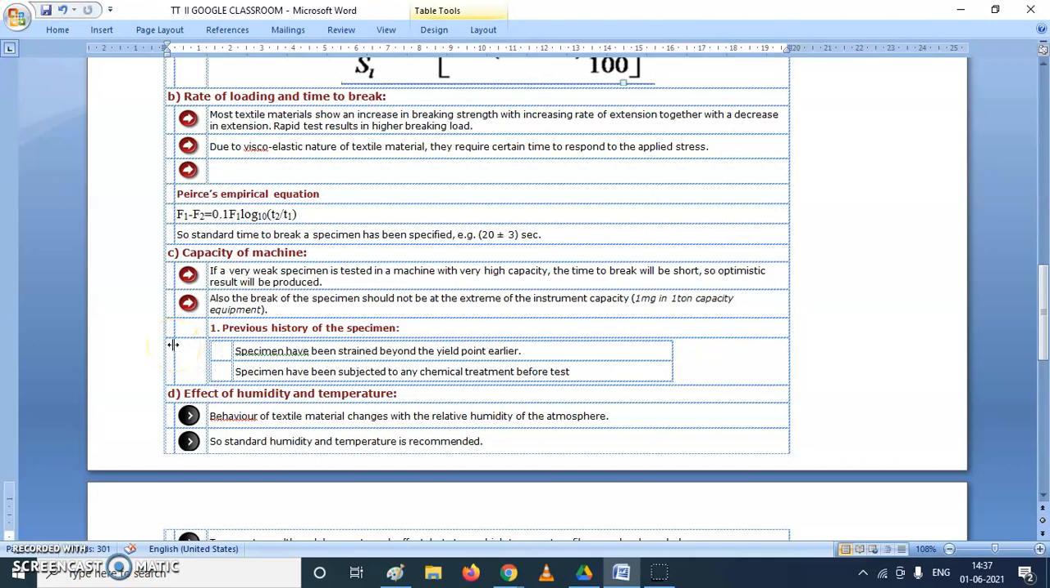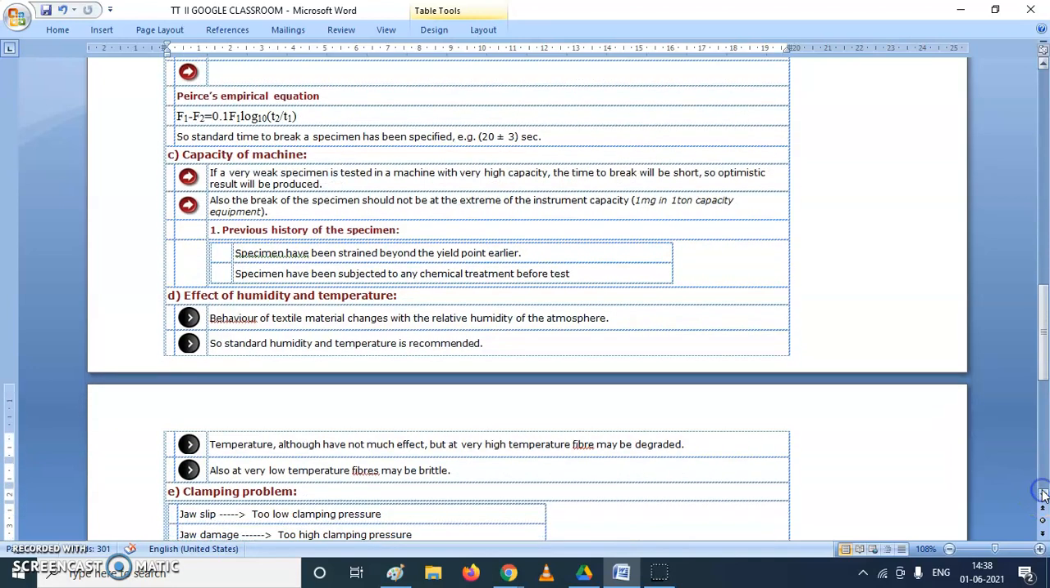Now the next factor is previous history of specimen. Previous history of specimen means we have already studied about mechanical conditioning. So the specimen must not have been strained beyond the yield point earlier. So mechanical conditioning should not have been done on that sample, and any sort of chemical treatment should also not be there. The next factor is effect of humidity and temperature. Humidity and temperature also affect the results of the tensile test. So they should also be constant, as we know 65% and 20 degrees Celsius has been standardized for testing of textiles.